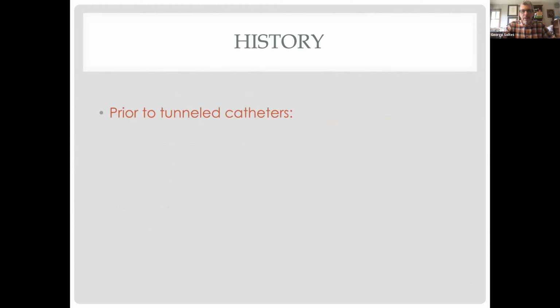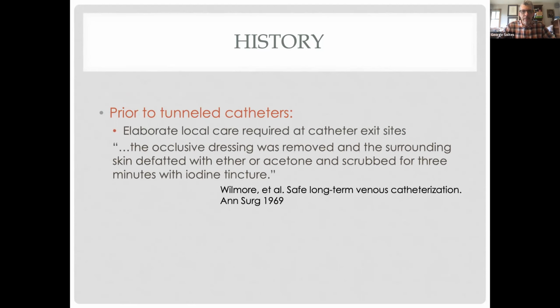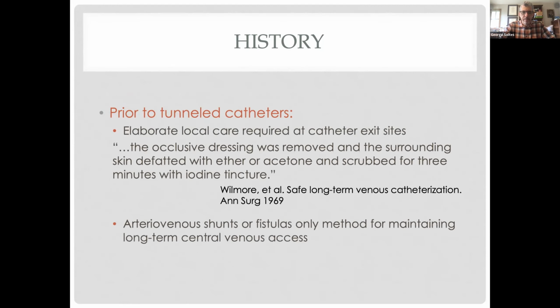So the advent of tunneled catheters specifically was a real game changer in medicine. Before these catheters were invented, it was very difficult to take care of patients that needed long-term access. All that existed, as far as catheters went, were temporary stiff catheters, and these required a whole lot of special care to try to extend their life. This was from an article in 1969, the daily routine for taking care of these catheters, which involves defatting and ether and acetone and scrubbing with tinctures and all kinds of stuff. Otherwise, for longer term access, the only option was surgically placed AV shunts or AV fistulas.